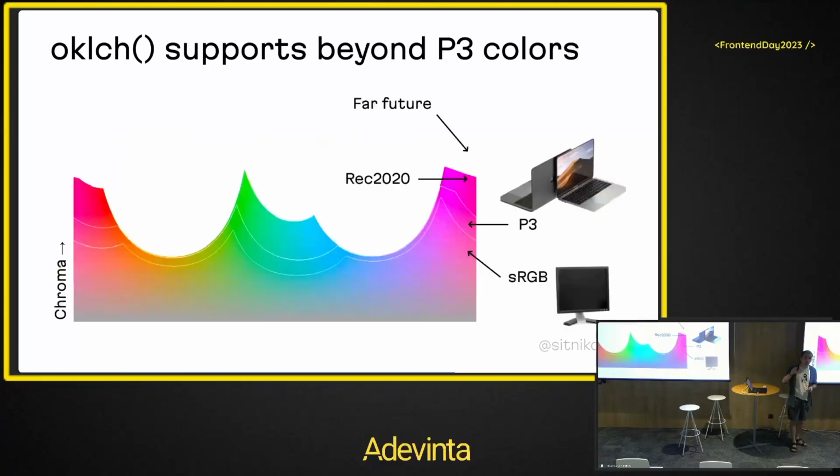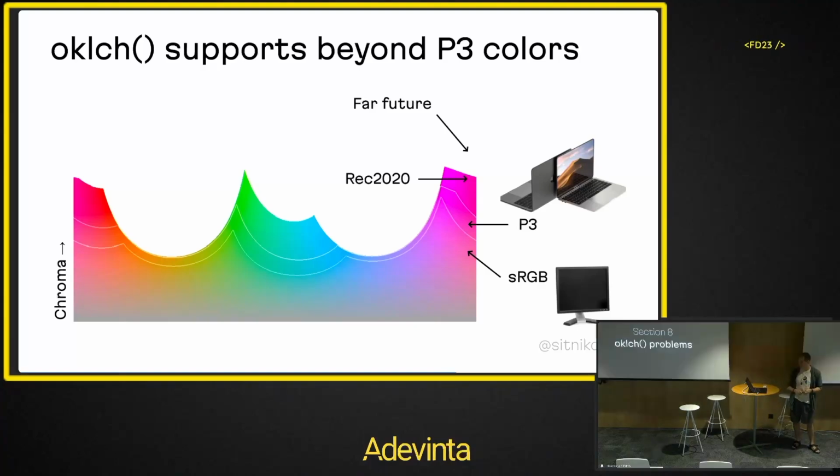And it's not only about P3. OKLCH could be used for future standards. For instance, there is a standard called Rec 2020, which you can find in cinema, like a big TV for movies. And this format, OKLCH, is already ready for these screens. And even for the far future, even for some colors which are impossible to render on any screen right now, but will be able to render later.